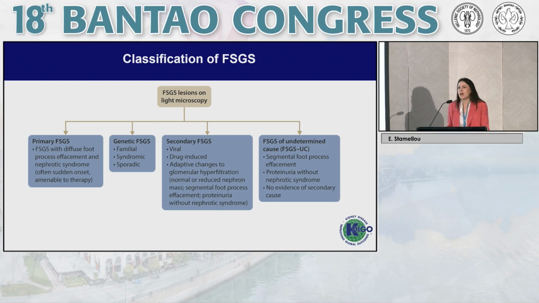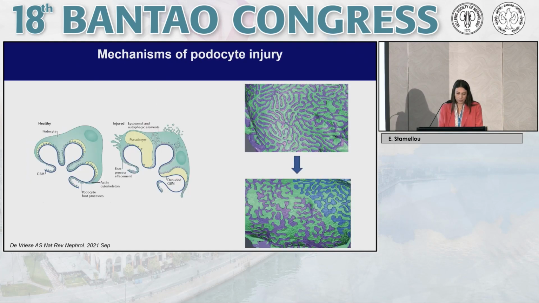These patients have a clinical presentation similar to maladaptive FSGS, with increased proteinuria, very often more than 3 grams, but they don't have nephrotic syndrome. And in electron microscopy, they have segmental foot process effacement. A study in the United States found that more than 60% of patients categorized as maladaptive FSGS, they couldn't indeed find any etiology of the disease.